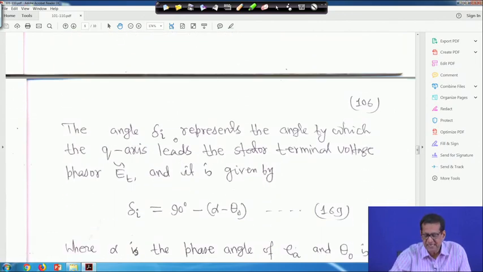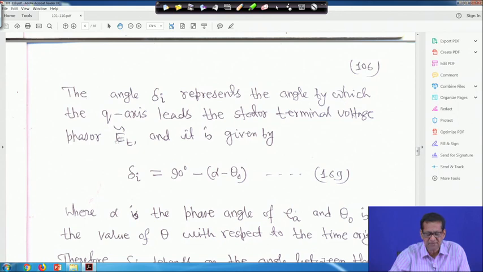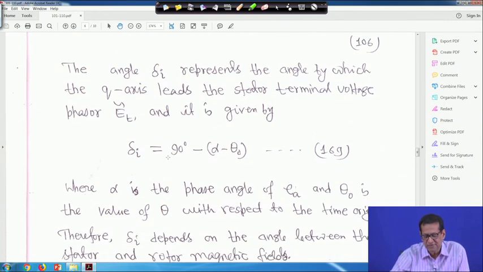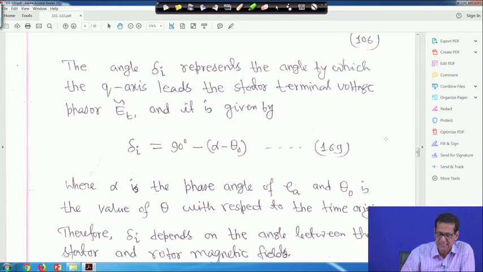The angle delta I actually represents the angle by which the q axis leads the stator terminal voltage phasor Et tilde, and it is given by, as I told you earlier, delta I equals 90 degrees minus alpha minus theta 0. So, this is your delta I. If you go back to the previous figure 15, you see delta I is equal to 90 degrees minus alpha minus theta 0. This is equation 169.